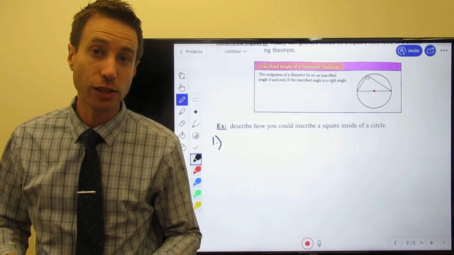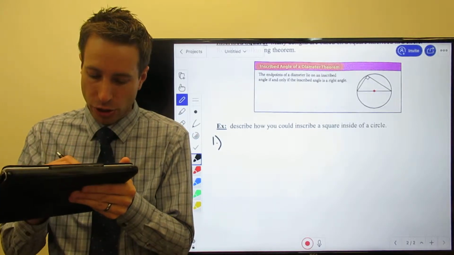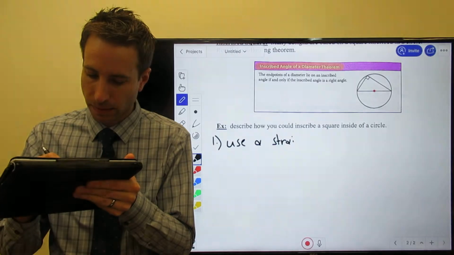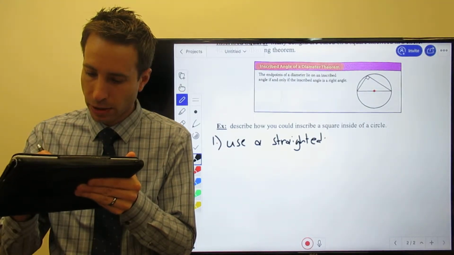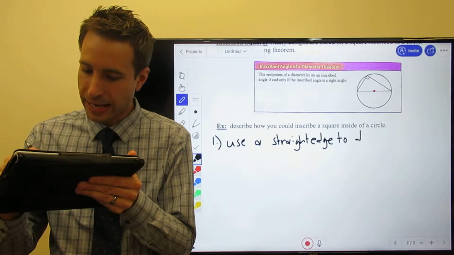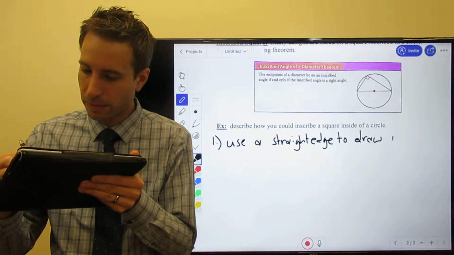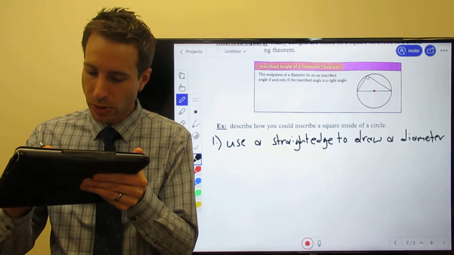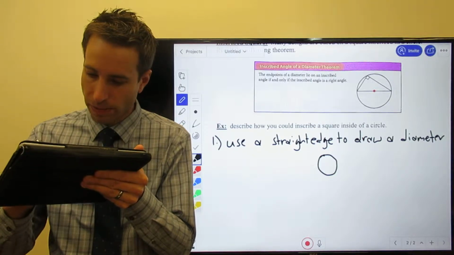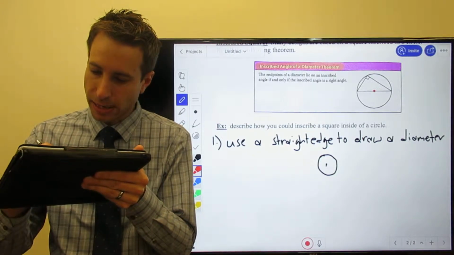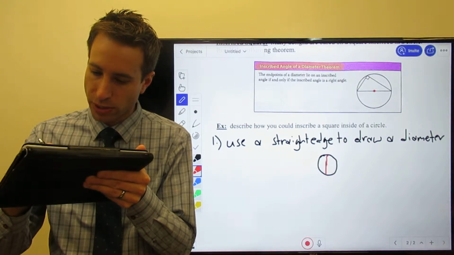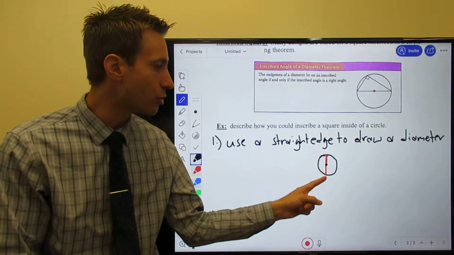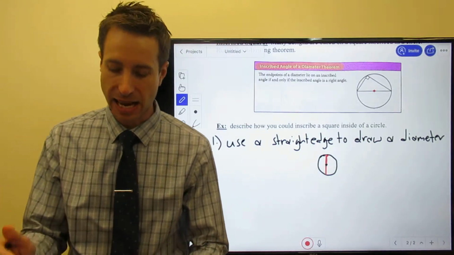The first thing that you're going to need to do is draw a diameter. Use a straight edge. If you did so, it would look something like this. I would have a circle and the center of the circle. You just need to make sure that your line goes through the center of the circle. As long as you're drawing it with a straight edge, you know that that would then be a diameter.